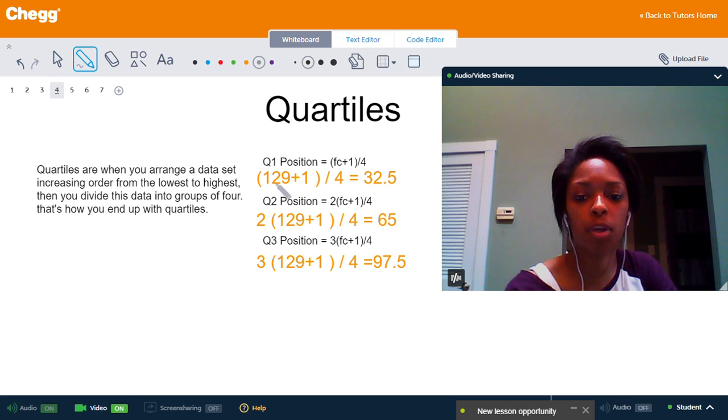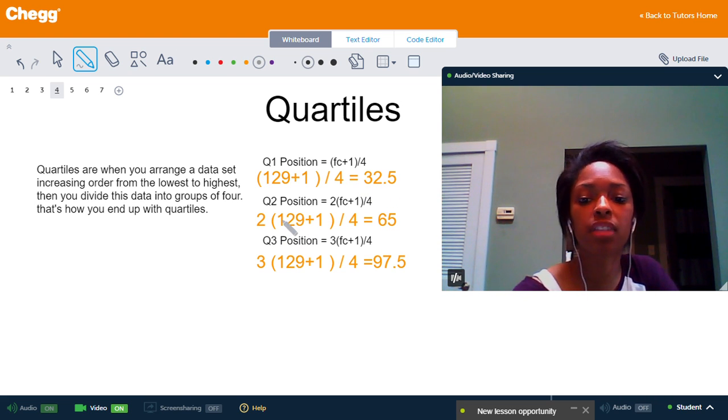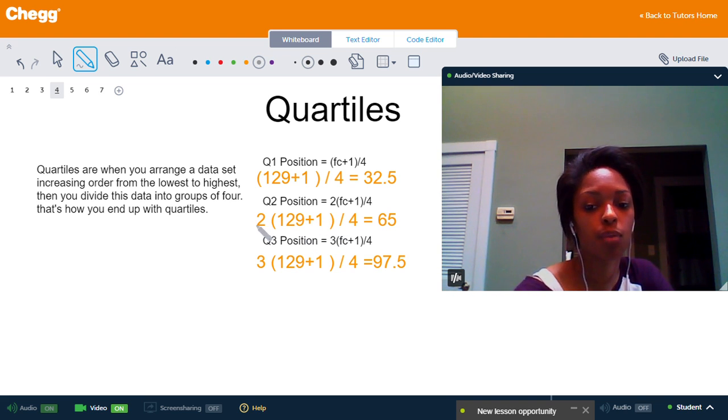For this problem, 129 was the cumulative frequency. So you're going to do 129 plus 1 divided by 4, which gives you 32.5. To get the quartile 2 position, you're going to do 2 times the cumulative frequency plus 1, and divide that total by 4. So you're going to do 2 times 129 plus 1, which would give you 260. So you're going to divide 260 by 4, which will give you 65.